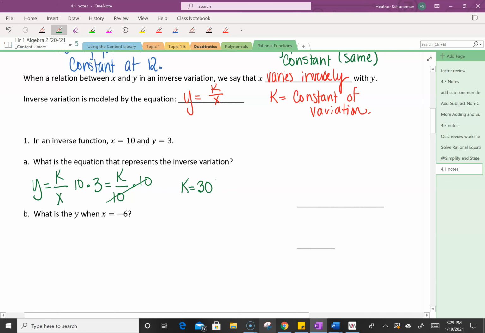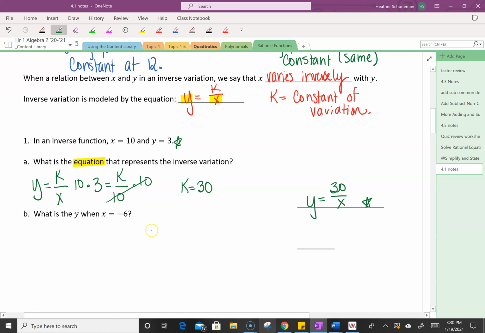But the question doesn't say, what is k? The question says, what is the equation? Well, now that we know that, in these equations, the y and x always remain. It's just the k that's different from equation to equation. So in this particular example, y equals 30 over x. So now the question says, given this equation right here, now that you know it, let's figure out what it is in other examples. We knew this one here, but now let's figure out different ones.